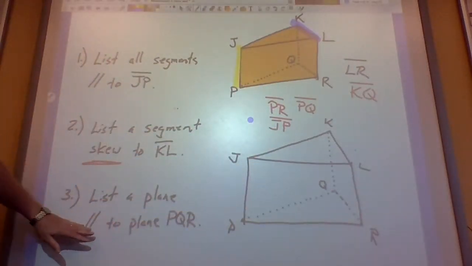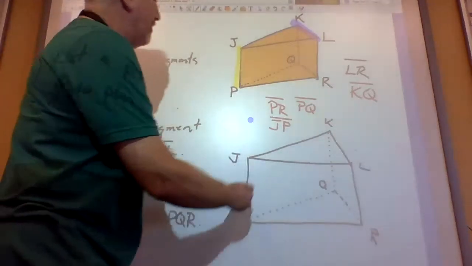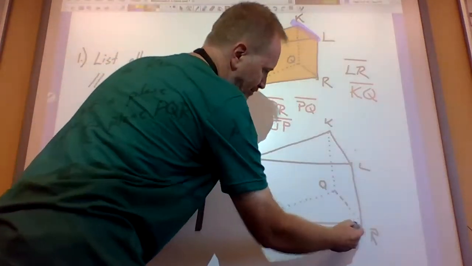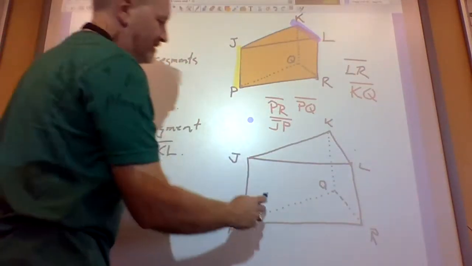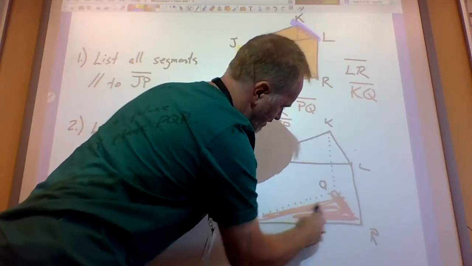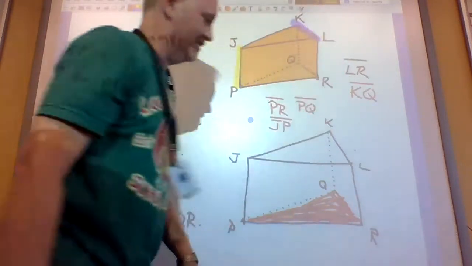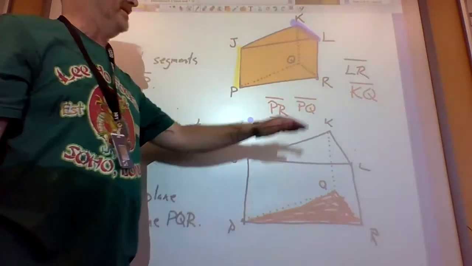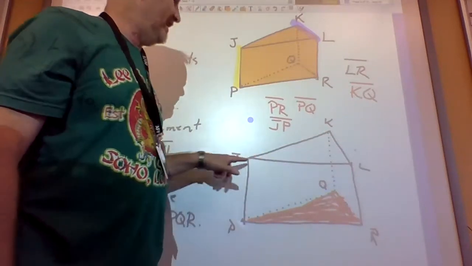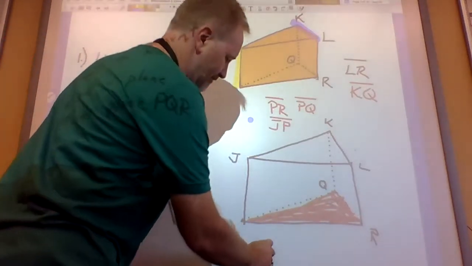List a plane parallel to plane PQR. So PQR, I'm going to use my backup drawing. Plane PQR is the bottom of the wedge of cheese. And obviously, what's parallel to the bottom of the wedge of cheese? The top of the wedge of cheese, right? So J, K, L, any combination of those three letters, you could name that plane.